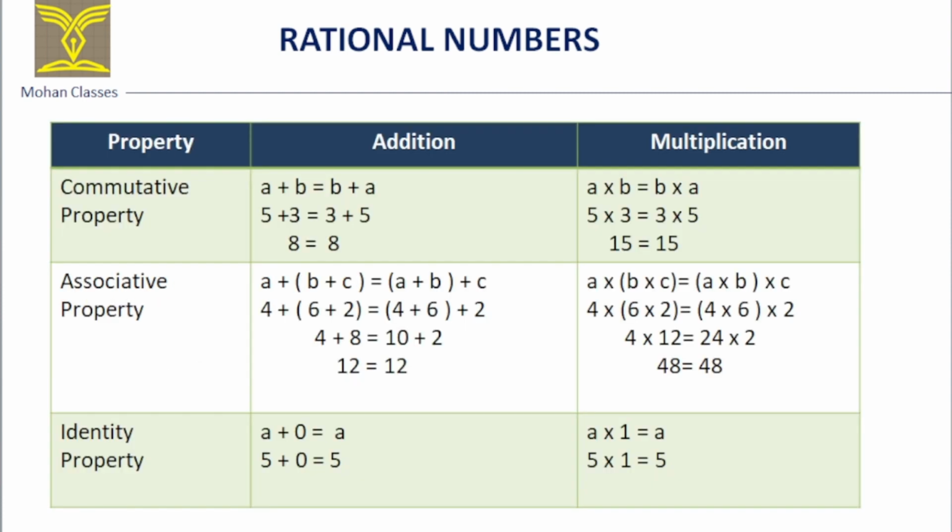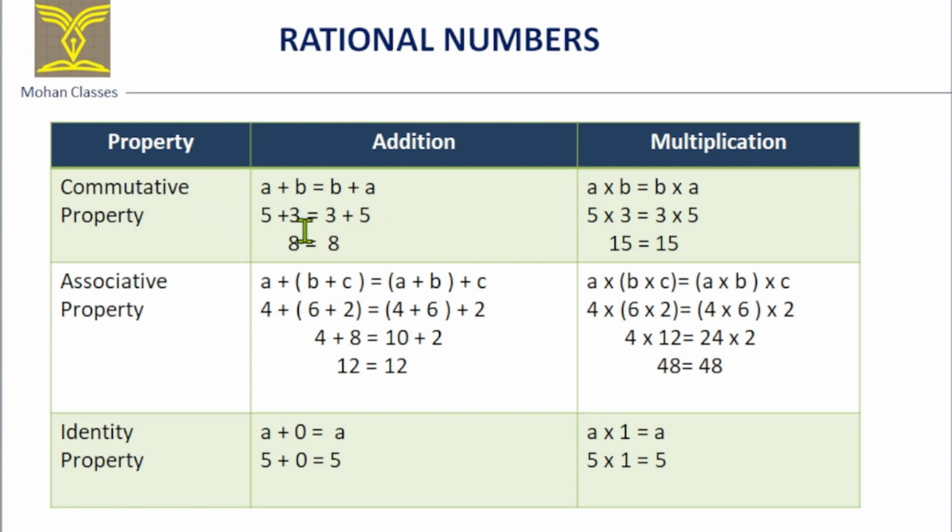Now let us talk about the properties of addition and multiplication. There are three properties. One is commutative property, the next one is associative property, the third is identity property. What is commutative property? Commutative property is A plus B is equal to B plus A. We have to reverse the number and write, not inverse, reverse.